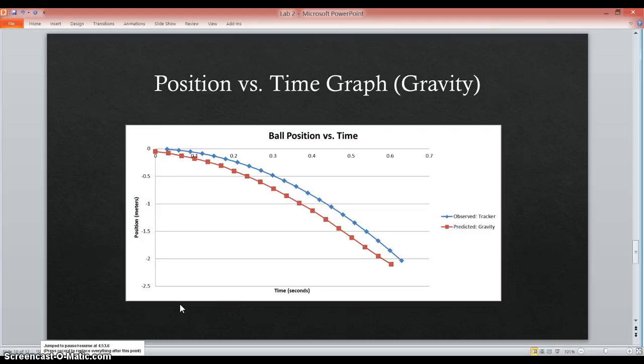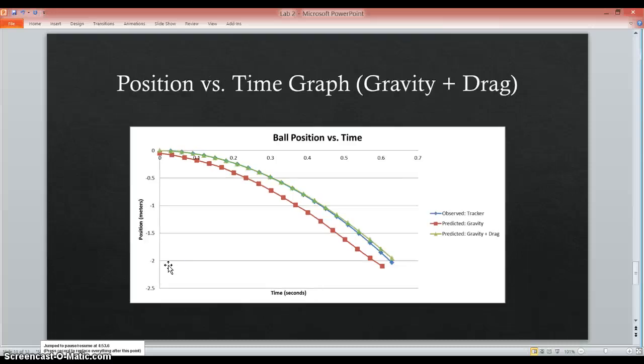Moving back to the first model, here's the graphical representation of the observed data versus the prediction with gravity. As you can see, the prediction with solely gravity was a lot faster than the one observed from Tracker. There was a clear discrepancy from the beginning to the end, as the model with gravity predicted the ball to fall at a faster motion, as it did not account for the drag force.